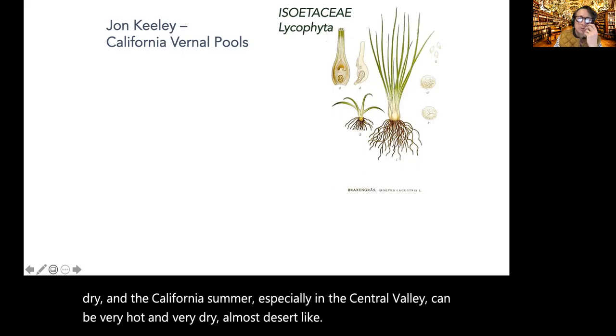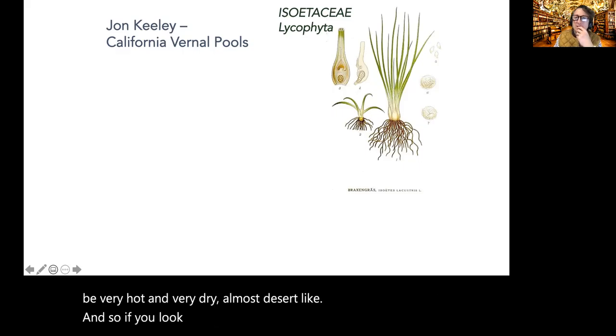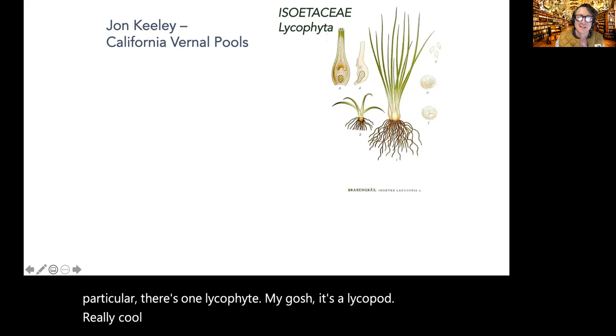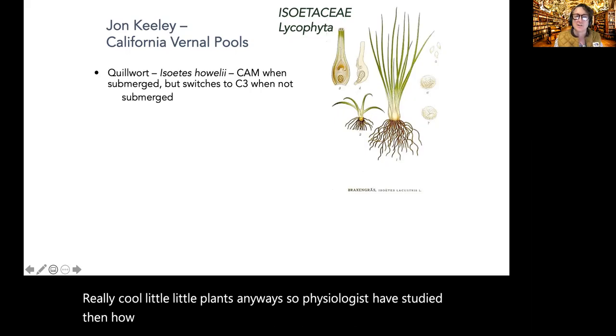And so if you look at a few of the plants growing there, in particular, this one lycophyte, oh my gosh, it's a lycopod, right? Really cool little plants. Anyways, so physiologists have studied how these plants respond to this highly variable environment.